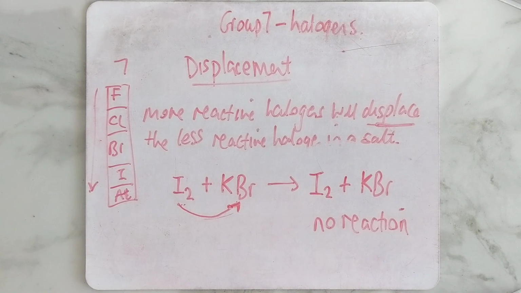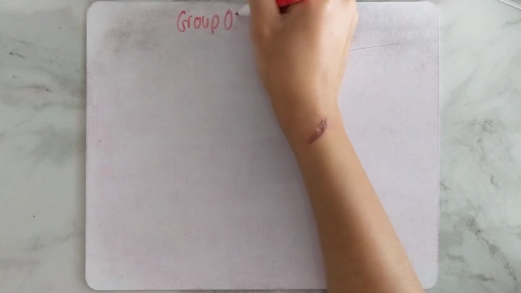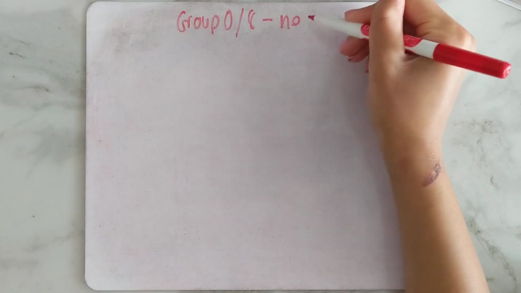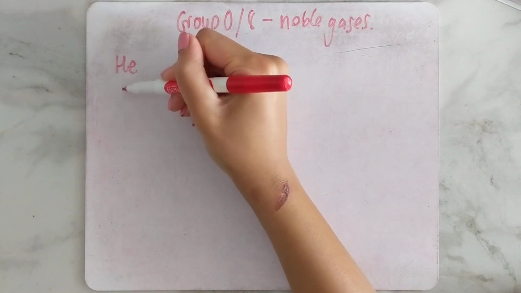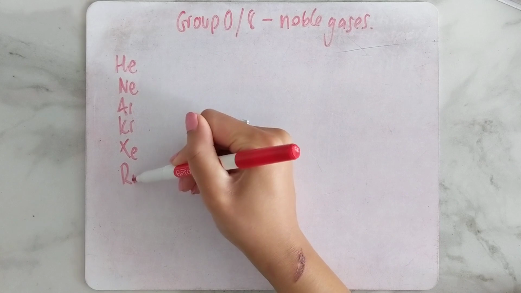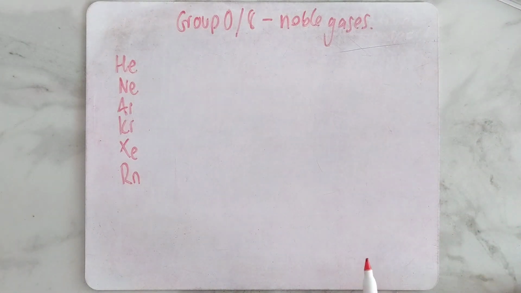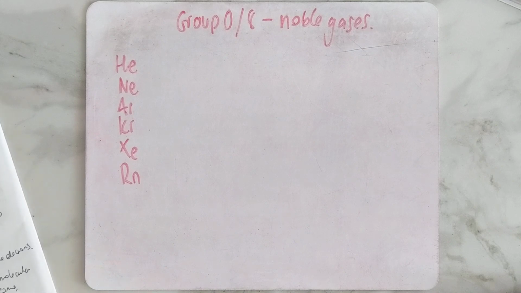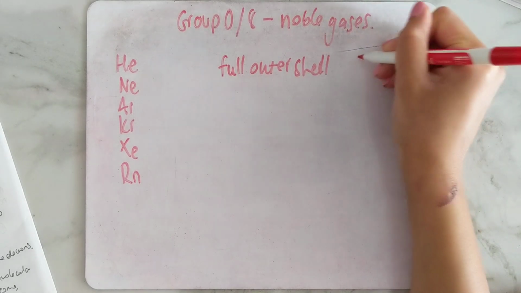Okay, that's group 7 done then, that's the halogens done. Let's quickly move on to group 8 or group 0. Group 0 or group 8. And these are called the noble gases. Right, so we are looking at helium, neon, argon, krypton, xenon, and radon, I think. Oh God, what's Rn? Let me just quickly check. Oh yes, it's radon. Okay, so radon, along with all the other noble gases, have a full outer shell. They have 8 electrons in the outermost shell.